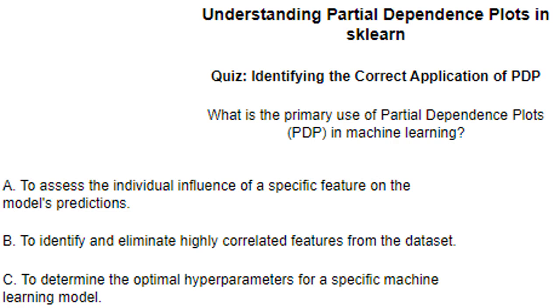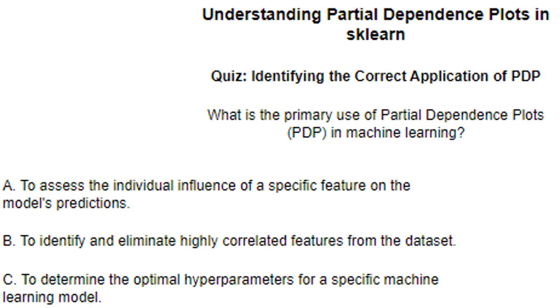Key concepts. Incorrect. Understanding the overall performance of a model is usually achieved through metrics like accuracy, precision, recall, or F1 score. PDPs focus on the individual influence of a specific feature, not the global model performance.